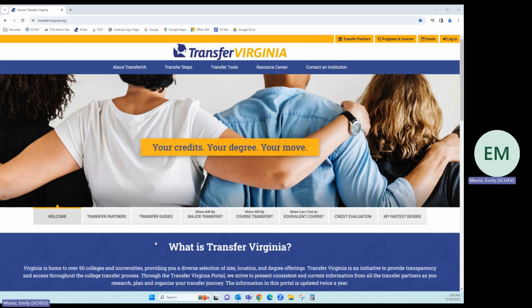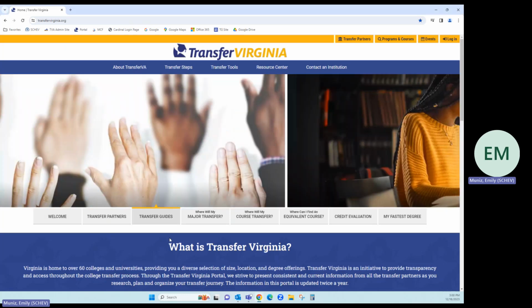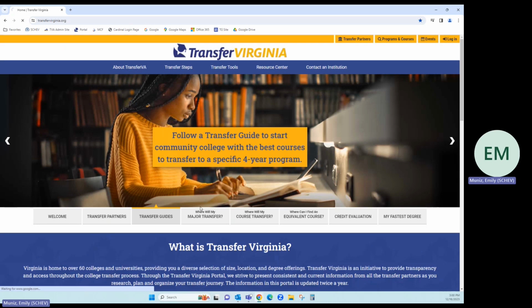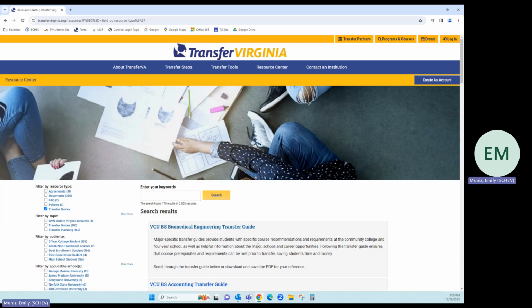how to navigate to the transfer guides on the Transfer Virginia portal and how to use them to advise your students. We'll start by going to the Transfer Virginia portal, which is transfervirginia.org. On this carousel here, you'll see transfer guides. We'll click on that and then click anywhere in this screen. This will take us to the transfer guides in the Resource Center.